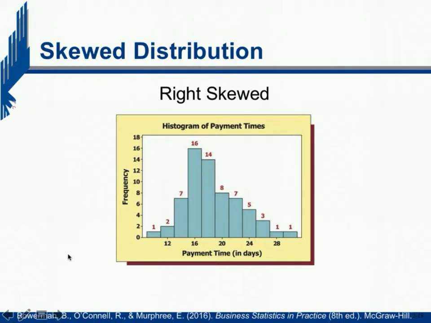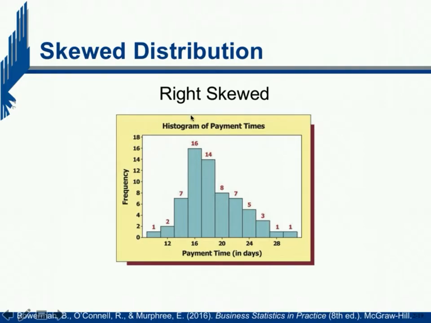So here is an example of a histogram whose shape is right skewed. This is called right skewed because the right tail, from the peak to the rightmost value, is longer compared to the left tail. That's why this is called right skewed.